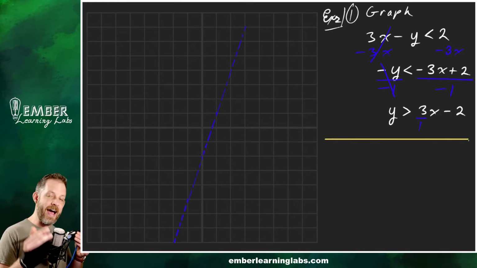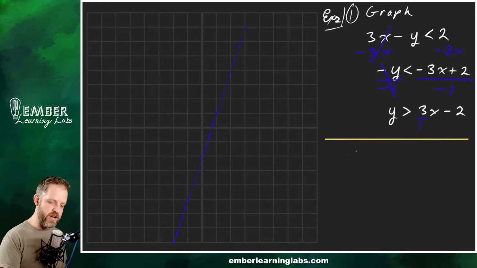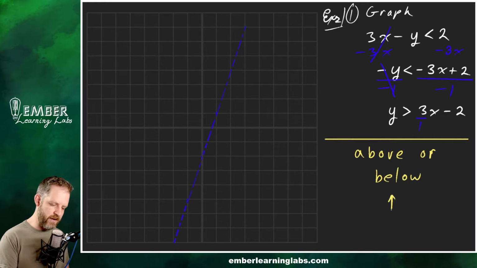When you're thinking of how to shade, you need to think above or below. Okay? And that's what we need to be thinking. We don't need to be thinking left and right, because if you're thinking left and right, you're going to end up shading wrong. So it's above or below, okay? Not left or right. So up and down, right?